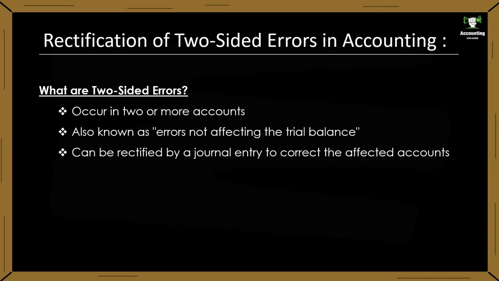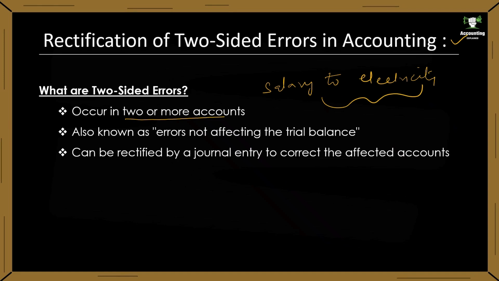Rectification of two-sided errors in accounting: these occur in two or more accounts. As we had already seen, instead of salary, if we had taken to electricity, then here two accounts are involved. These errors are also known as errors not affecting the trial balance, meaning your trial balance will tally, but there is still an error in your books of accounts. How will you rectify it? You can rectify it by a rectification journal entry to correct the affected accounts, here salary or electricity.